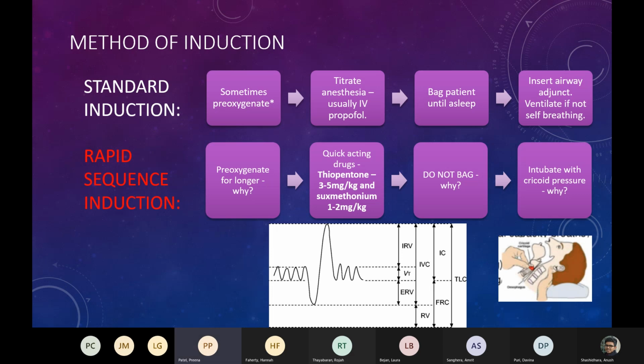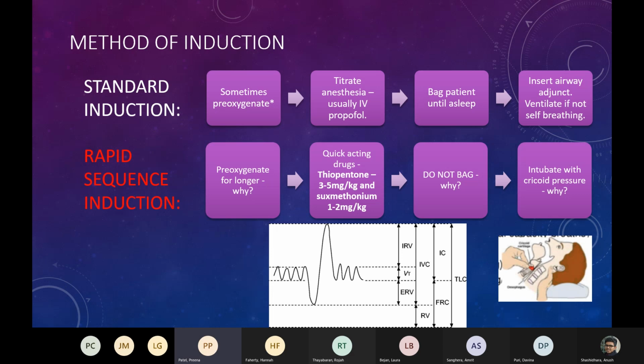Okay, so in rapid sequence induction, you pre-oxygenate them for longer, and we'll come back to why. And then you give them some really quick acting drugs, so you don't titrate the propofol, you just send them to sleep and give them a paralyzing agent. I wouldn't say these doses, but know that you give them a muscle paralyzing agent and an anesthetic. And then you don't bag them at all. And then you just intubate them with some cricoid pressure.